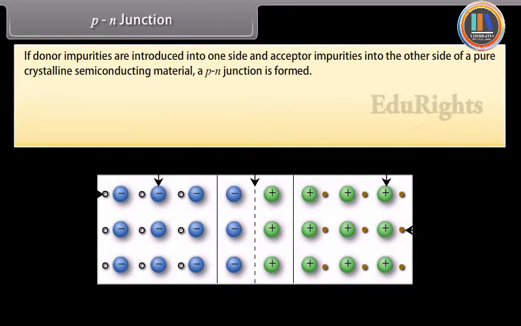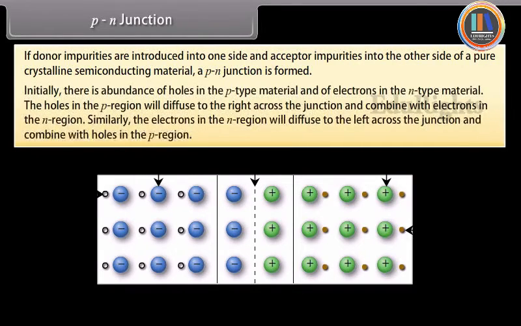P-N junction. If donor impurities are introduced into one side and acceptor impurities into the other side of a pure crystalline semiconducting material, a p-n junction is formed. The donor ion is indicated by a positive sign because after this impurity atom donates an electron, it becomes a positive ion. The acceptor ion is indicated by a minus sign because after this atom accepts an electron, it becomes a negative ion. Initially, there is an abundance of holes in the p-type material and of electrons in the n-type material.